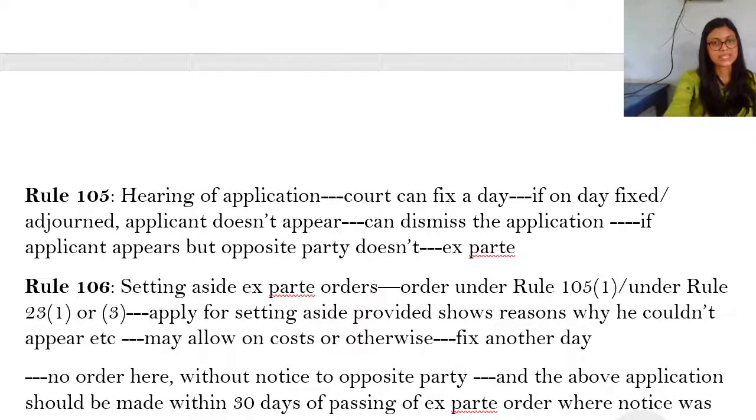And rule number 106 deals with setting aside of ex parte orders. For an order under rule 23-103, you can apply for setting it aside, and show reasons why you could not appear. Then the court may impose costs, etc., or whatever it deems fit, and if it feels they are genuine, legitimate reasons, it will fix another date. No order will be made here without giving notice to the opposite party. This application for setting aside an ex parte order should be made within 30 days of the passing of the ex parte order if notice was served; if notice was not served, then within 30 days from the day the applicant got knowledge of it.